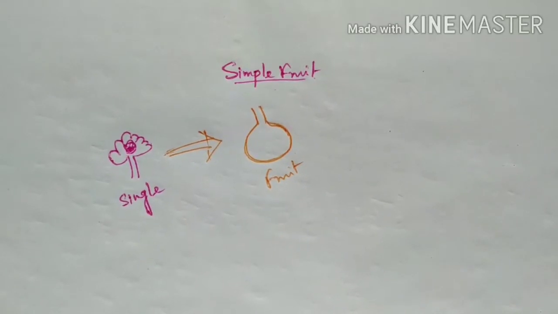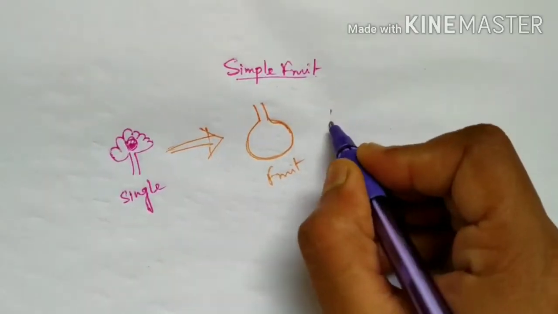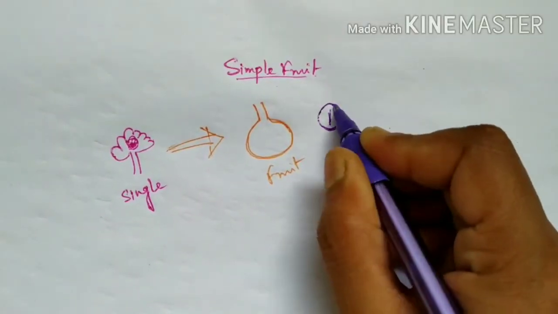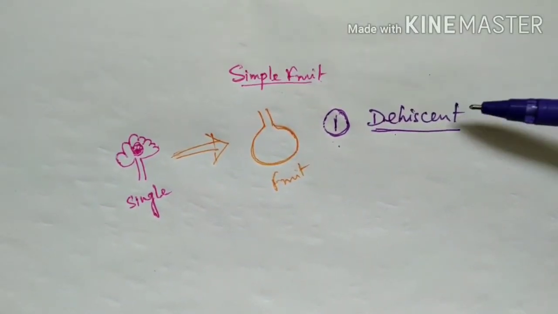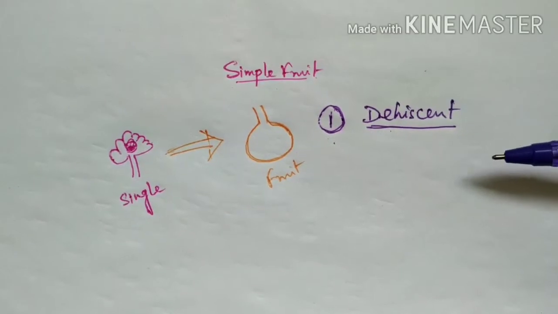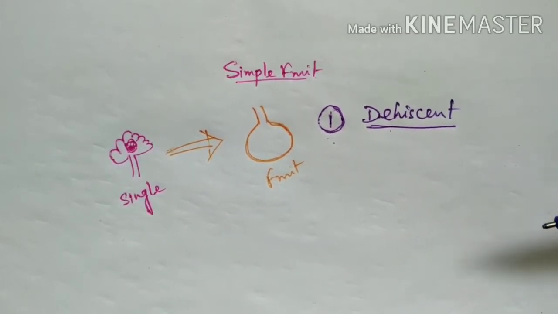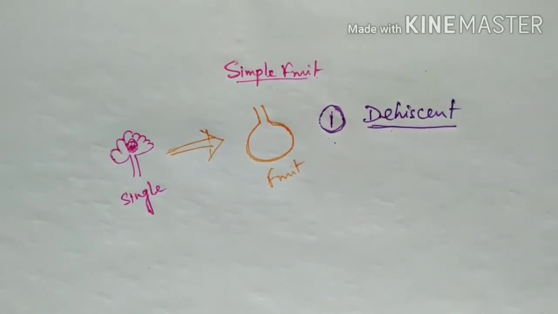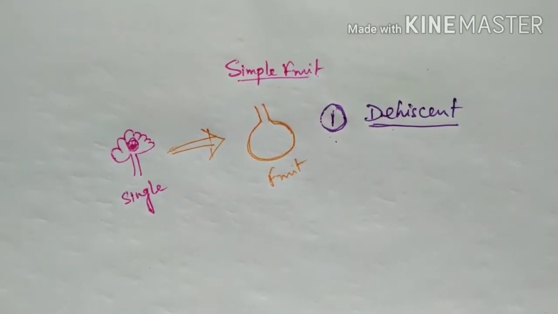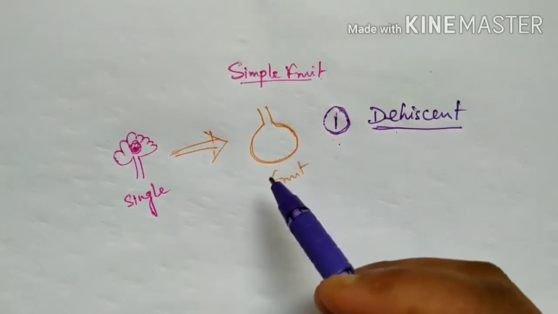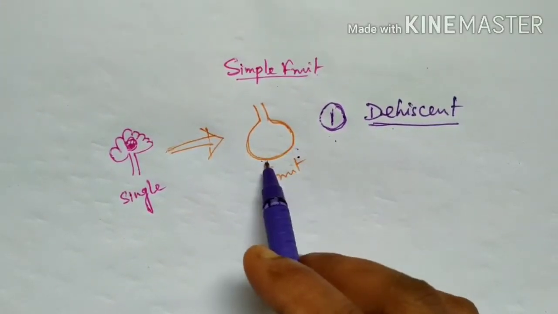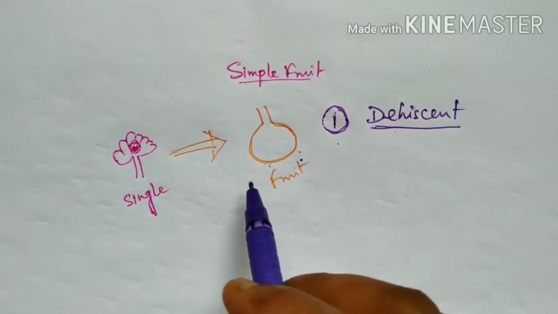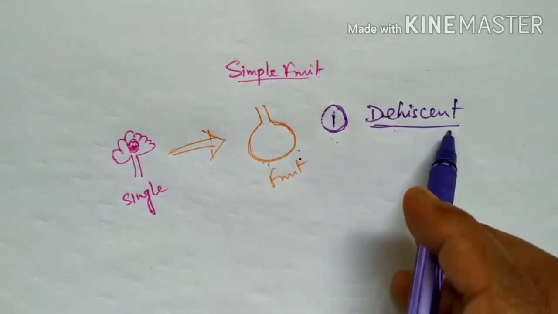The first type of simple fruit is the dehiscent type, meaning the fruit breaks its pericarp after rupturing. When the fruit totally ripens, it breaks its pericarp, and this type of fruit is known as dehiscent type fruit.